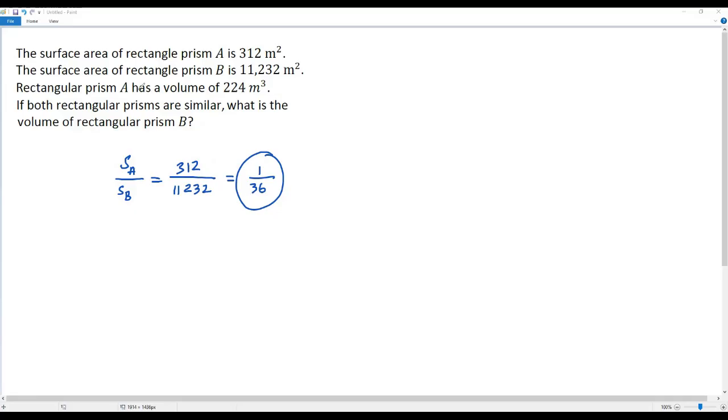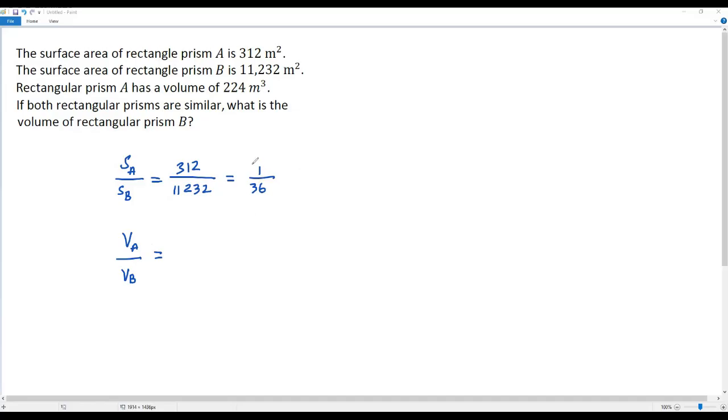Since the two prisms A and B are similar, from the ratio of the surface areas, I'll be able to get the ratio of the volumes of the two prisms. That is the volume of prism A divided by the volume of prism B. Okay, how can we get the ratio of the volumes of the two prisms from the ratio of the surface areas of the two prisms? Let's discuss.